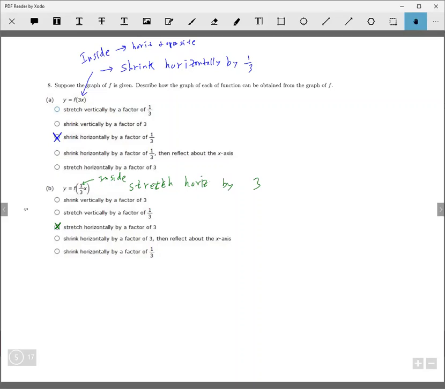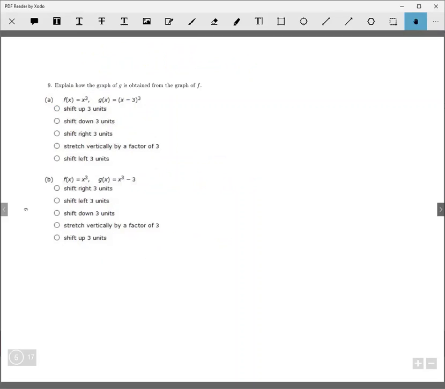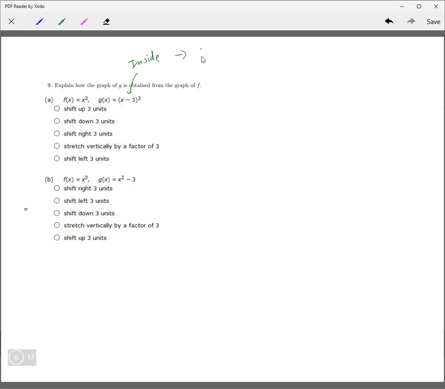Now this is all theoretical. Let's look at some actual examples of functions. Explain how each graph is obtained from the graph of f. So the first one, this -3 is inside, and it's subtracting 3. That means it's a shift right. Minus is not going to the left, it's going to the right because it's inside. So that's going to be shift right by 3.